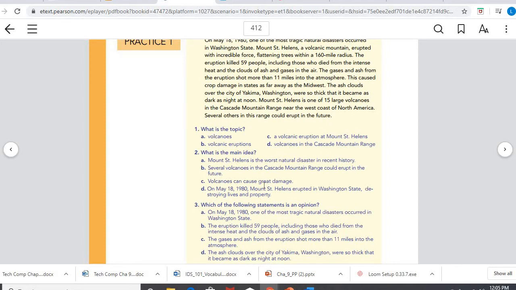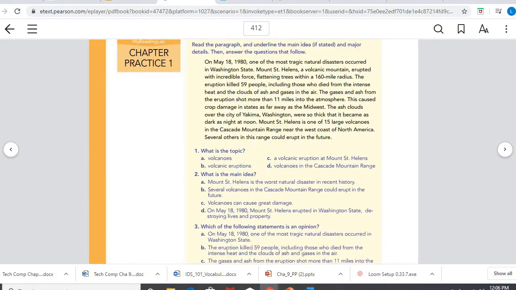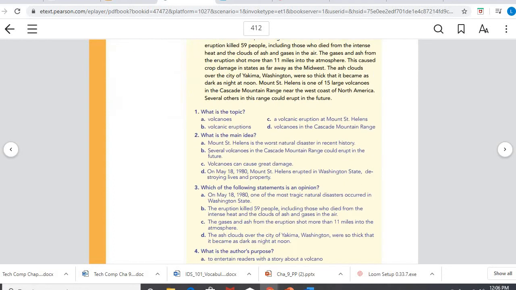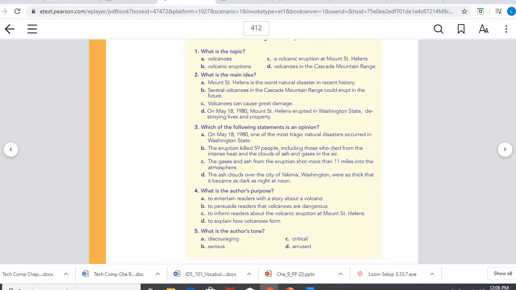Well, only 2 of them even mention Mount St. Helens, but this one is more of an opinion phrase. A is an opinion. D is our main idea. It just says, okay, 1980, this volcano erupted and it destroyed lots of things. So basically it summarizes that entire paragraph without giving an opinion. It's just telling you what happened.